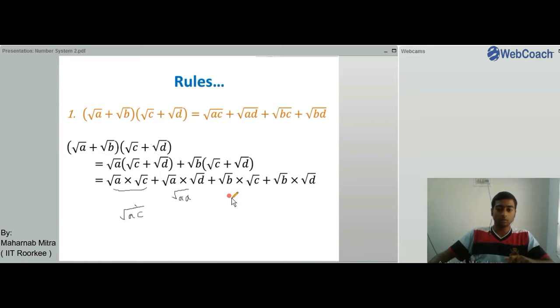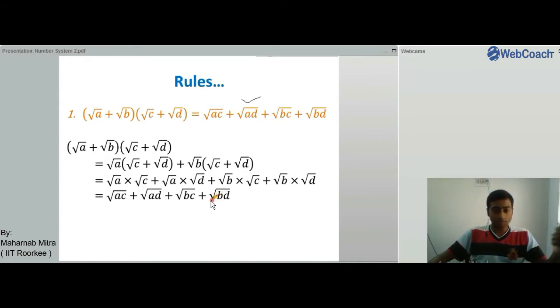Square root of b and square root of c can be clubbed as square root bc, and square root of b and square root of d should be clubbed as square root bd. Great. Now what we are doing, we are just putting these signs in between them, and let's see what the outcome is. Yes, we have got the result as was in here, right? AC plus AD plus BC plus BD, and all of them under individual square roots, right? And now you can see we can't further simplify them.